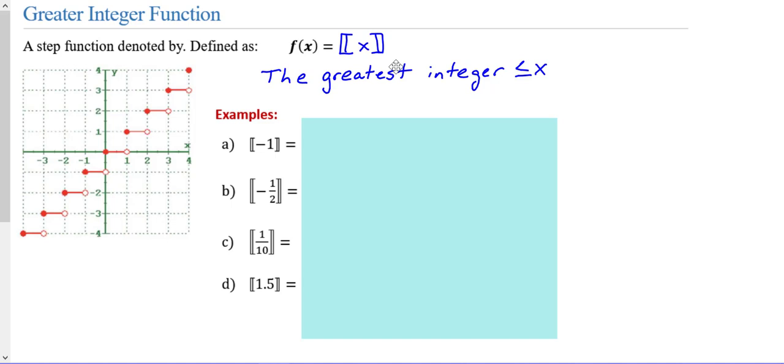So if we look at our graph over here, you can see if we were to choose 3.5, it falls right here. So if we go to the right, we have an open circle, which, as we know, means it's not part of the solution. So we would have to actually go backwards. So that means 3.5 would actually be 3 in the greatest integer function. Pause for a minute and try the examples.